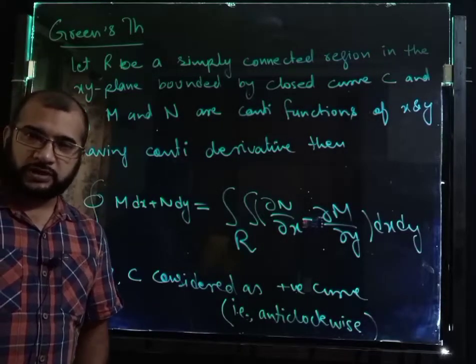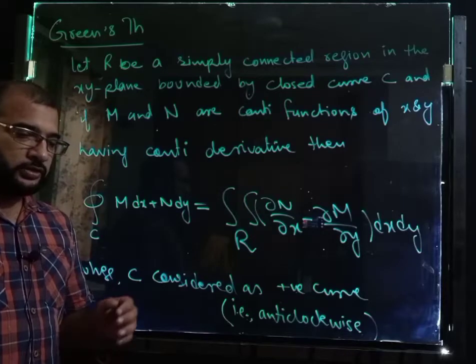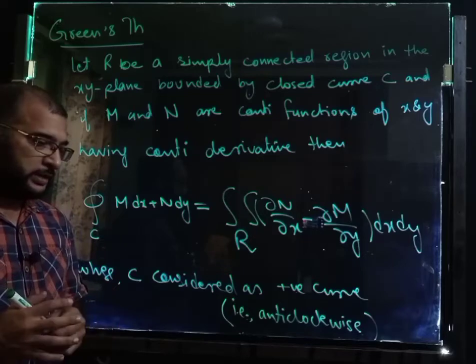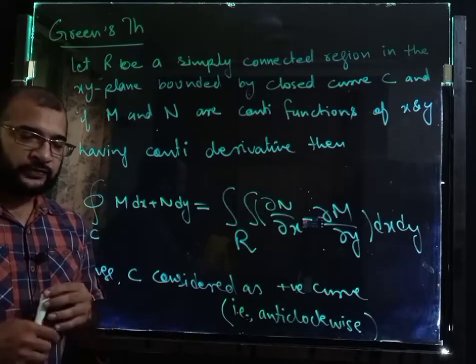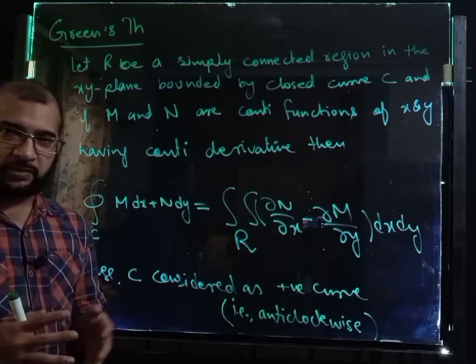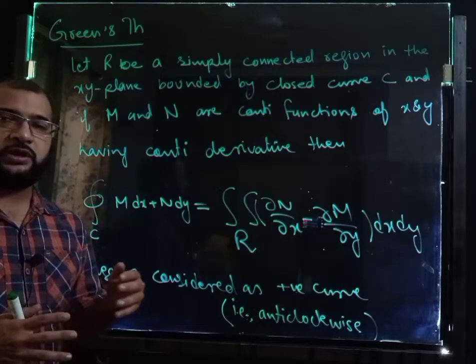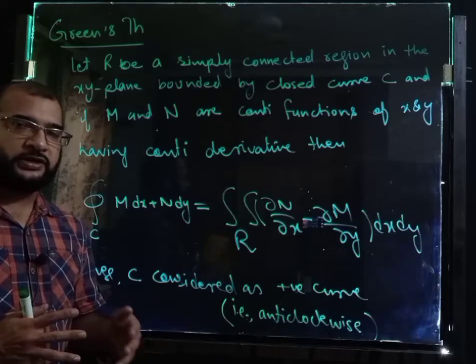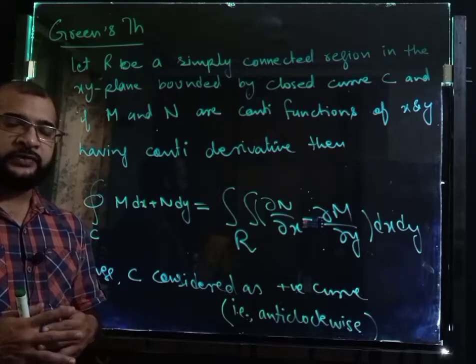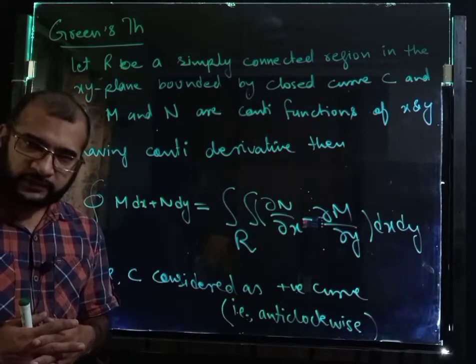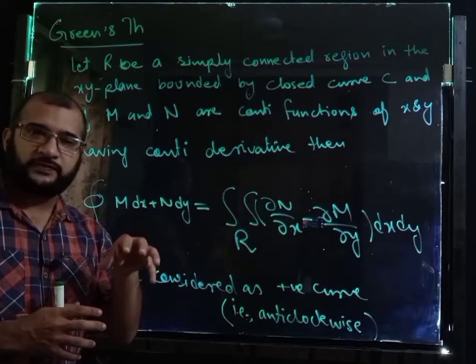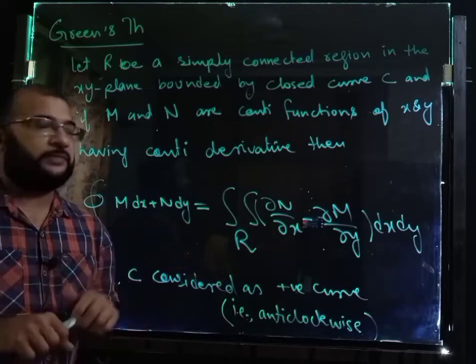Today we will discuss the Green theorem. To move over to the Green theorem, firstly we have to understand that if we integrate a particular type of function along the closed region R, it will be the same as if we integrate the function along the closed curve C. Along the region R and along the closed curve C, both will be the same.